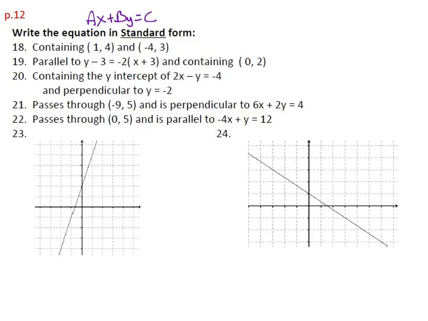So if we have a line that contains the points 1, 4 and negative 4, 3, we're going to start out number 18. We'll start up here, make some room. We want to find our slope as 3 minus 4 over negative 4 minus 1. So that's going to give us a negative 1 over, oops, and that was a negative 4 there. Make sure we can see that. So negative 1 over negative 5.